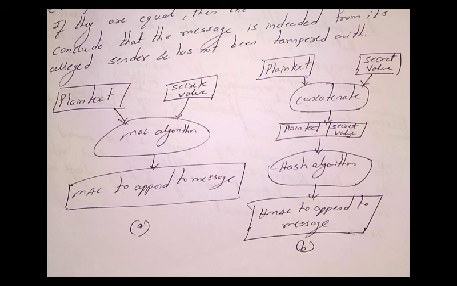Now here you will see there is another one, where a plain text is there. You concatenate a secret value to the plain text. So just see it here, a plain text and the concatenated secret value attached after it. This completely is given as an input to the hash algorithm. The hash algorithm generates the output, and that output you call the HMAC, that is, the hash message authentication code. This is appended to the message which you want to send to the receiver.